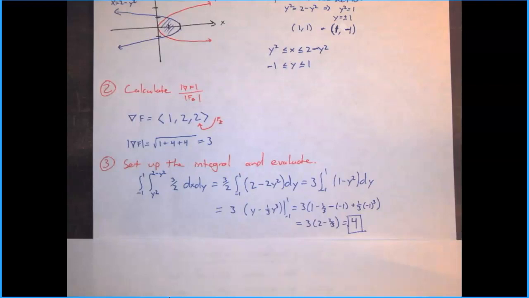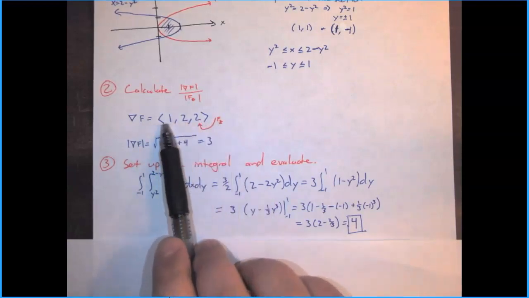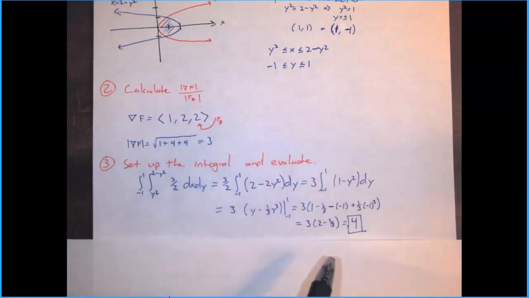So this problem worked out nicely for 2 reasons. One reason is that my gradient was just constant, so I didn't have any functions at all. I didn't have to worry about replacing z with anything. And the other reason was that this surface was strictly above the xy plane.